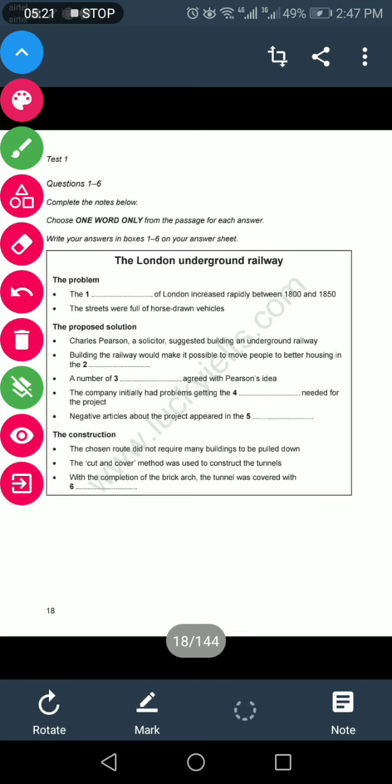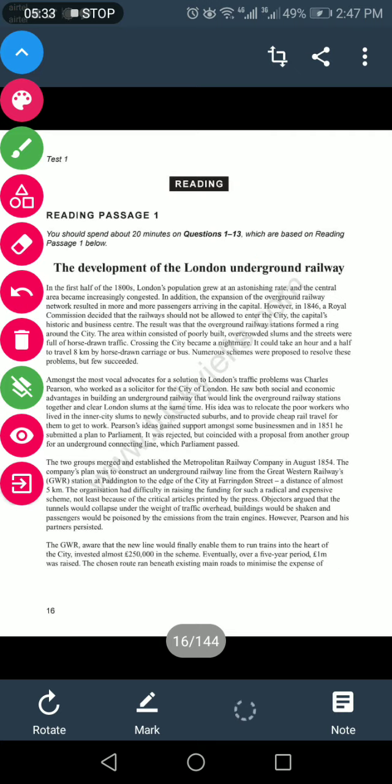So next we have to move on to another fill up. A number of dash agreed with Pearson's idea. Who agreed with Pearson's idea? Now we have to find out. And after suburbs, and to provide cheap rail travel for them to get to work, Pearson's idea. Here we get Pearson's idea. It means our location starts from there. Pearson's idea gained support amongst some businessmen. Easily we can find our answer. Some businessmen. So our answer is some businessmen.